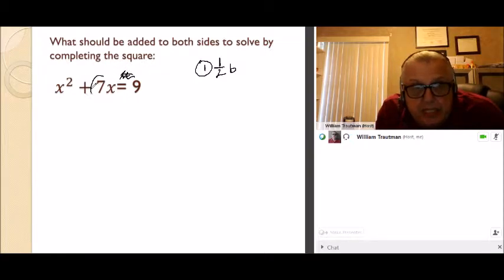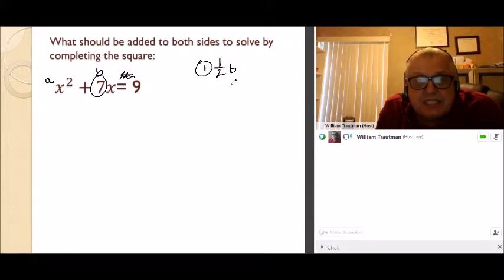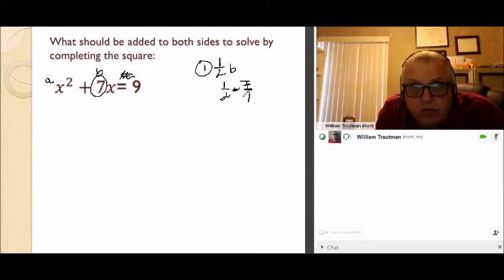Do you see b is the number, right? A is the number in front of x squared. B is the number in front of x. And then c is the number without the x when it brings over to the other side. But b is 7. So let's take half of 7. 1/2 times 7. And 7 is just 7 over 1 in a fraction. So 1/2 times 7 over 1 equals 7 over 2.